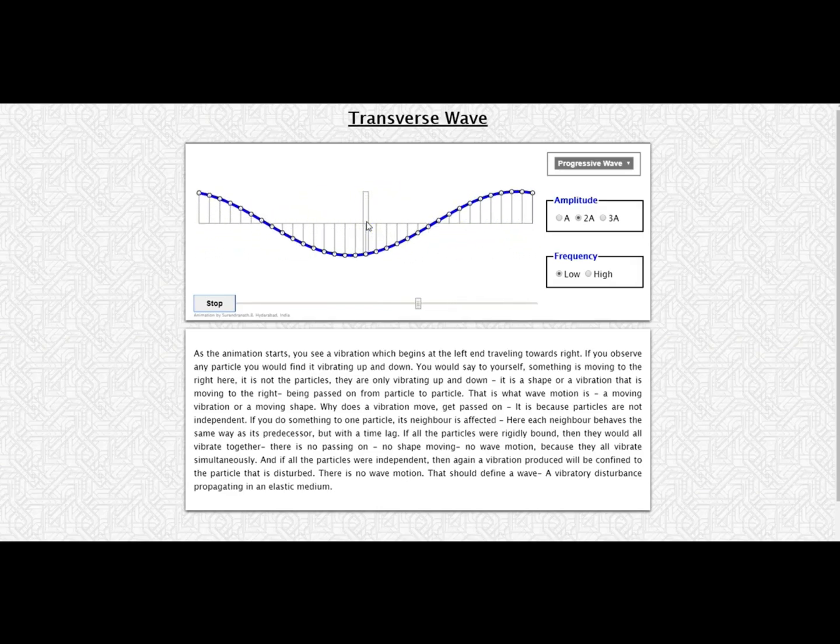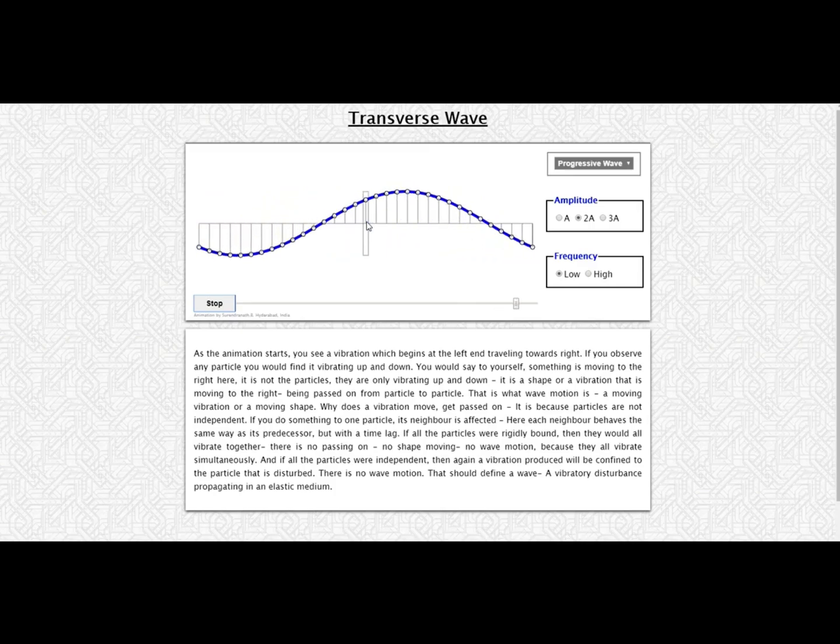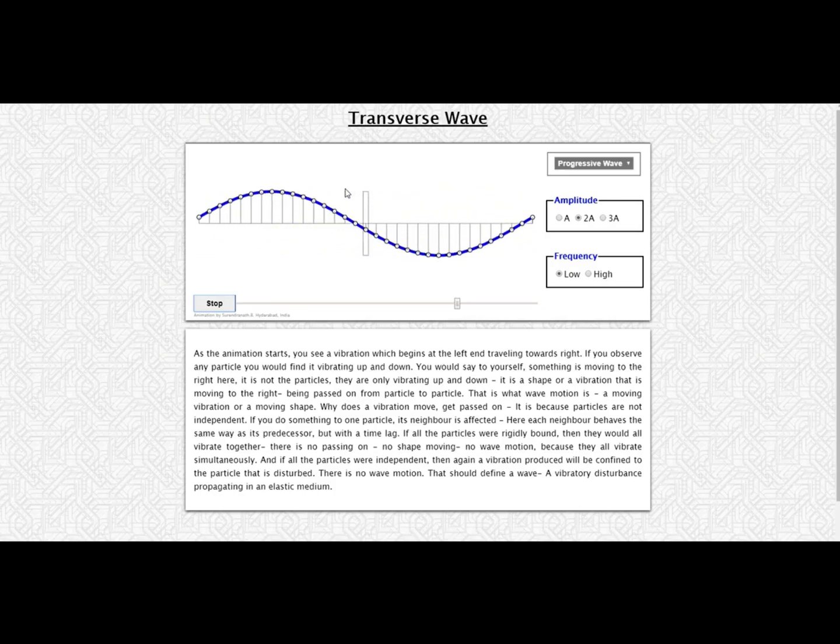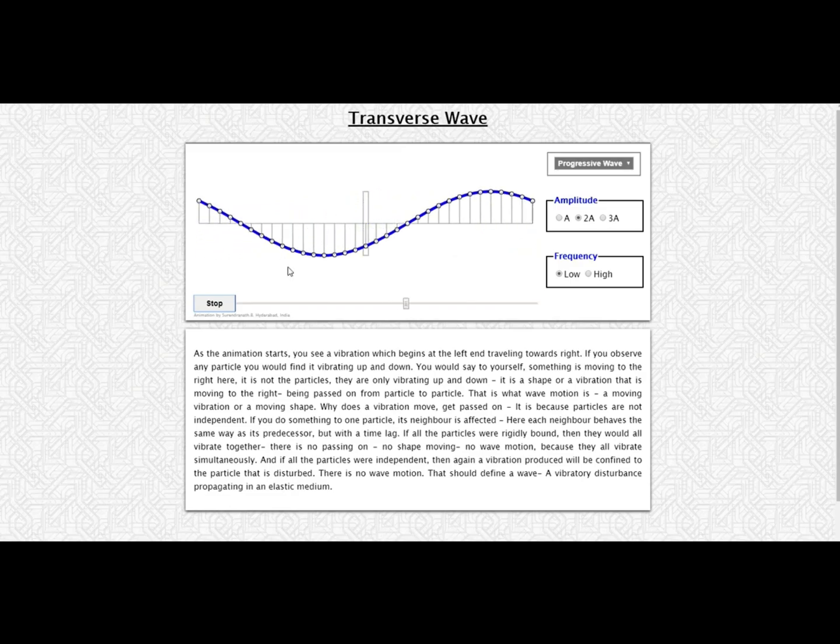That's a transverse wave. And notice that every particle actually is moving up and down. Every particle is moving perpendicular to the wave motion. And all these particles are going in simple harmonic motion. Really cool. So the top of the wave is called the crest, whereas the bottom of a wave is called the trough.